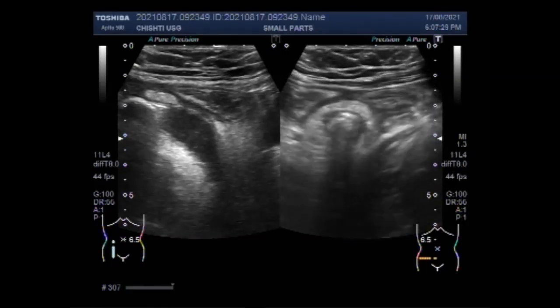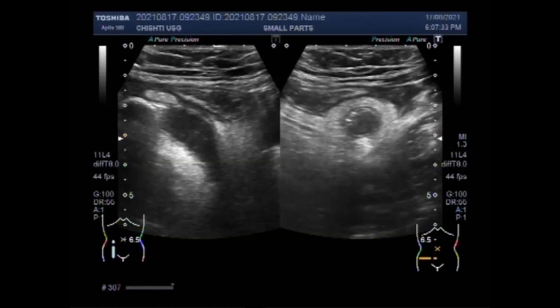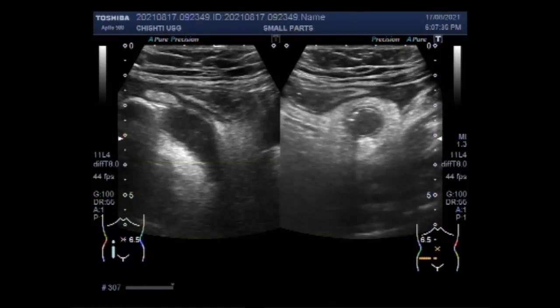Now you can see the appendix. Now this is the longitudinal view on the right side of this picture and transverse view on the left side of this screen.